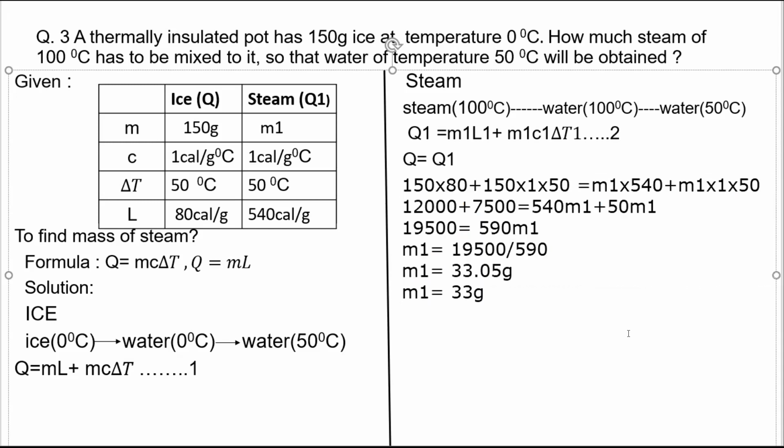Okay, so this is the mass of steam. Therefore, the mass of steam is m1 is equal to 33 gram. If you want, take the screenshot. Now let us solve the next question.